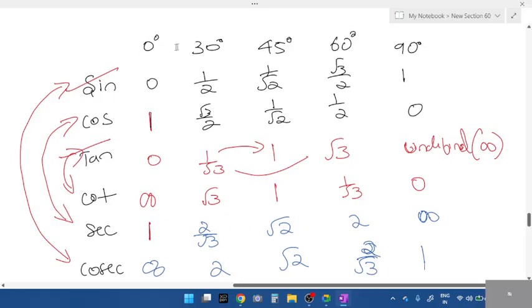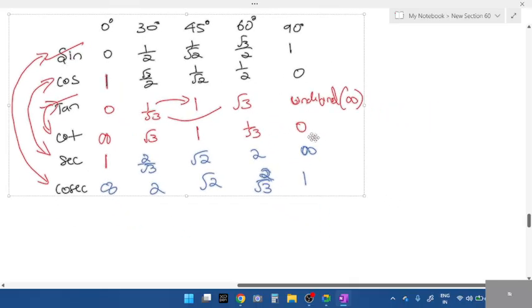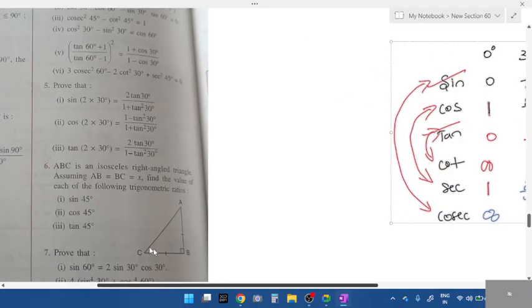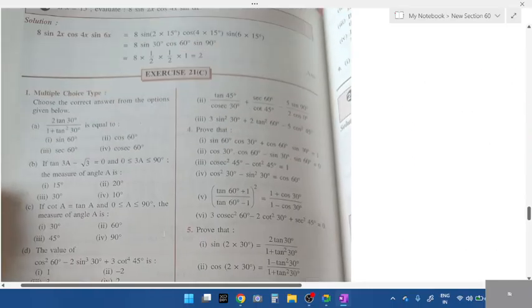All the questions are based on 30 degrees, 45, 60 and 90. So when you're solving, just go through this table and write the values. Shasha, clear? You'll get used to it. Once we start solving the questions, you solve 10, 15 questions, you'll get used to the values.